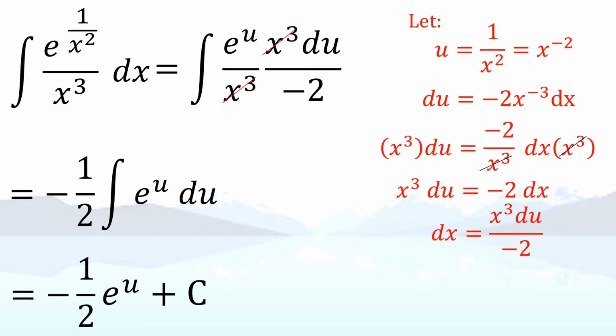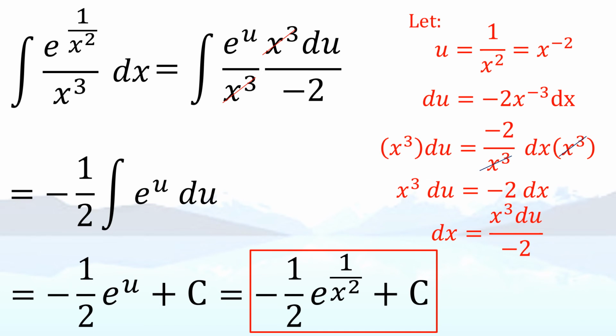And then from here, we are going to substitute the value of u, which is equal to 1 over x squared. So we will be getting negative 1/2 e raised to 1 over x squared plus c. We use 1 over x squared because in mathematics, we always want to have a positive exponent.